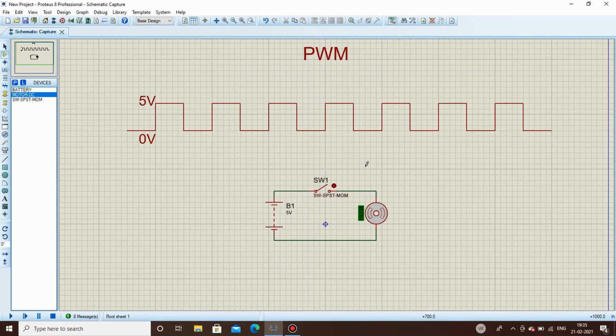So, what is PWM? In layman's language, PWM is a way of digitally representing an analog signal. If you see here, this is a square wave, or you can call it a digital signal, which has only two states, high and low. This is the low, that is logic 0, which represents 0 volt, and this is logic 1, which represents 5 volt.